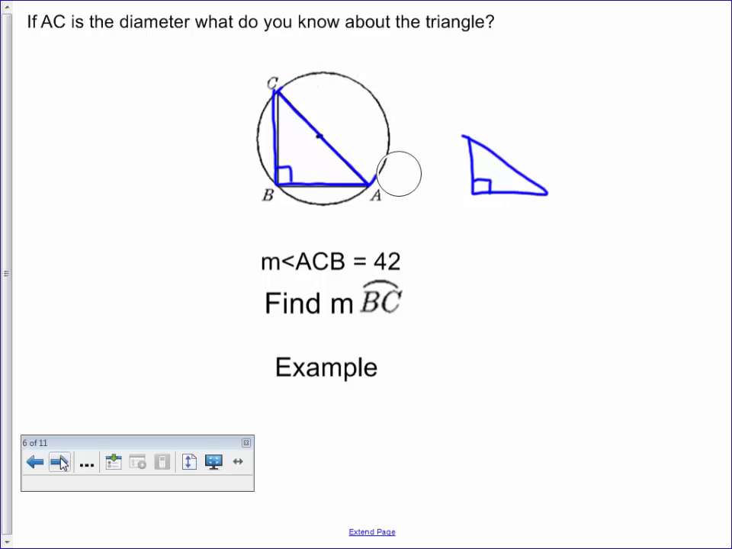So let me erase this. Let's look at this problem. Well, we know this is a 90-degree angle. It tells us that angle ACB, this angle here, is 42, and we're trying to find this arc.